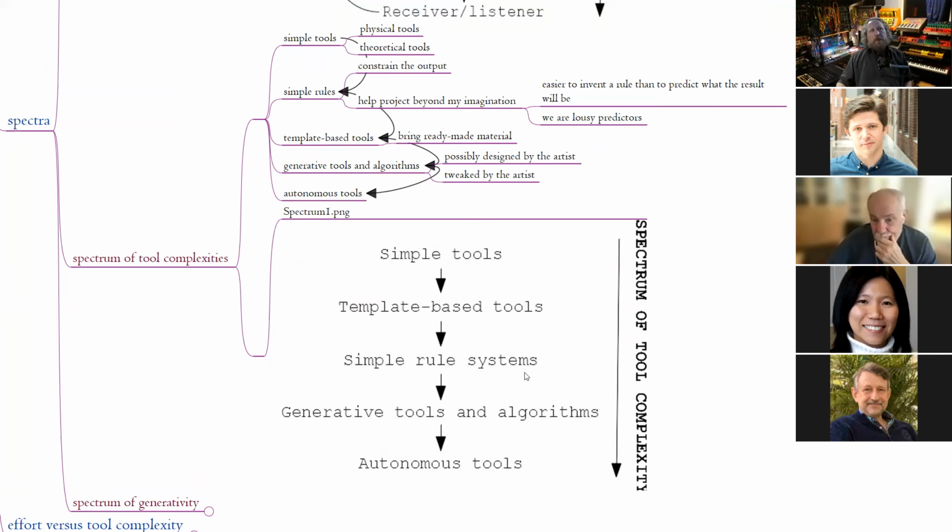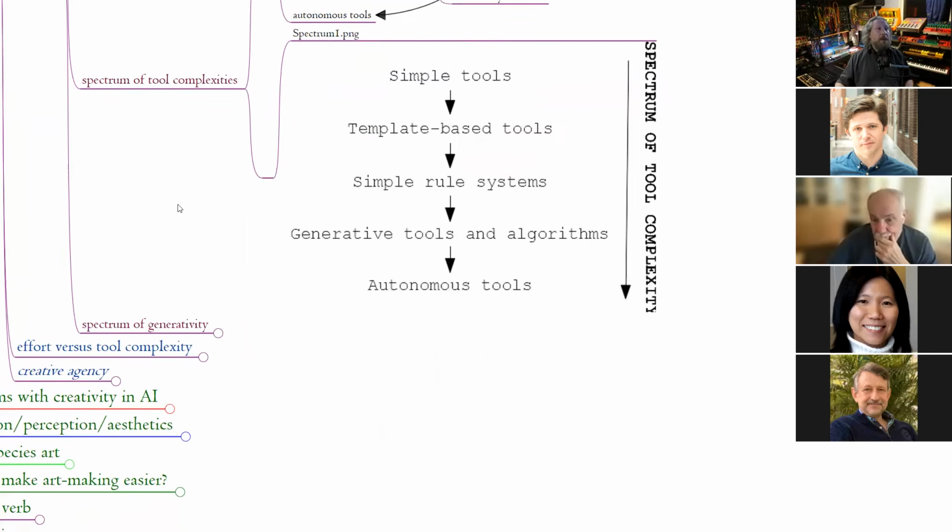We have simple rule systems, where we can project into the unknown through formal processes, generative tools and algorithms, where most of today's AI algorithms would end up, where they actually generate large masses of complex material, and maybe in the future autonomous tools that are instead actually autonomous agents.